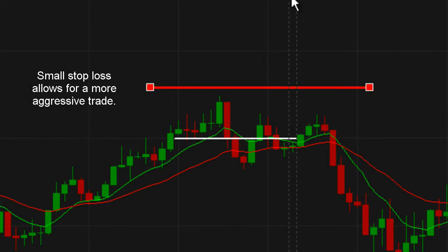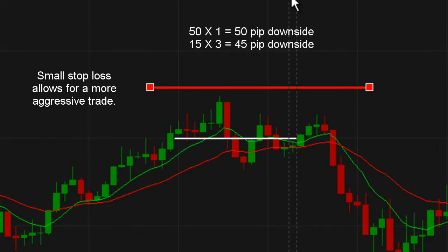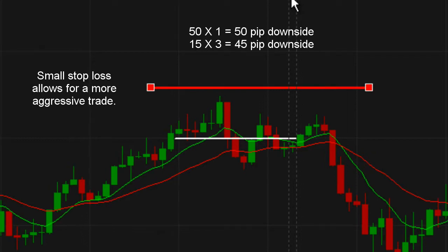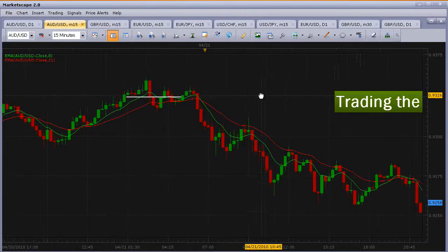Because that stop loss is so small, we can now go ahead and put multiple lots into this deal. If you were going to have a 50 pip stop loss on a one lot trade, well, then you could also put in 3 lots into a 15 pip stop loss and still save yourself 5 pips on the downside, because your total downside on this trade is 45 pips. So we get a little more aggressive there.